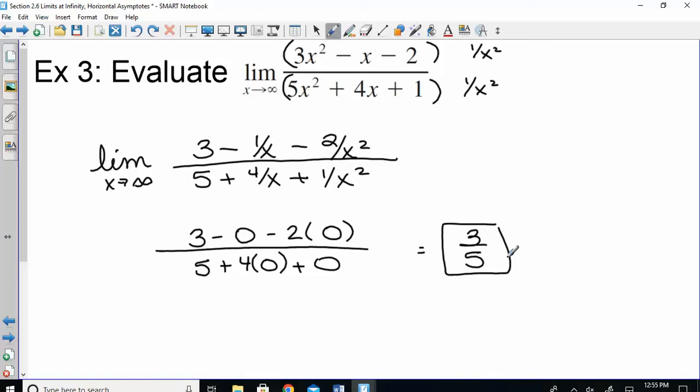Remember in college algebra, I said if it's the same degree on top and bottom, you divide leading coefficients to get your horizontal asymptote. And so we would have just looked at that and said 3/5, but now we know why. Secret math. Okay. So far, so good?